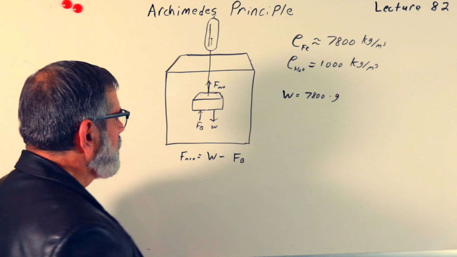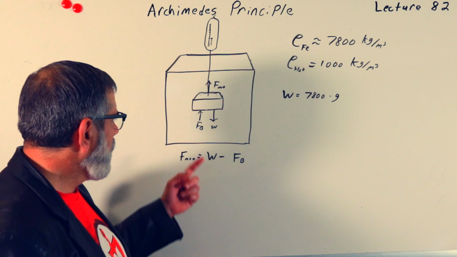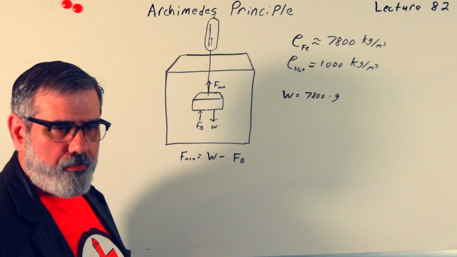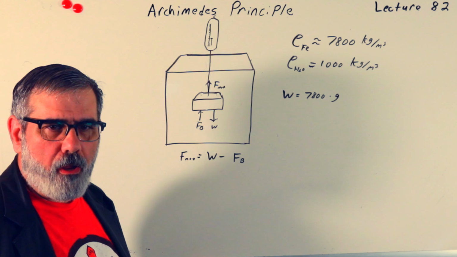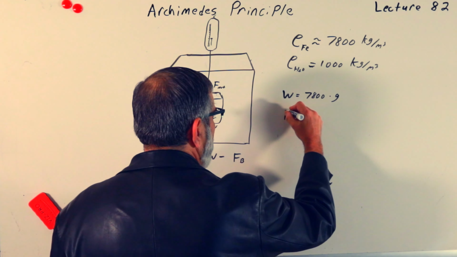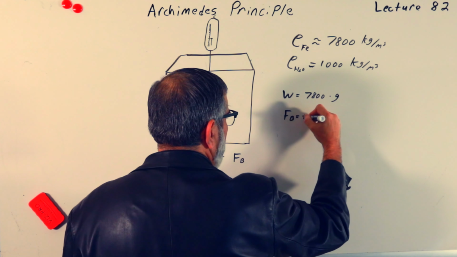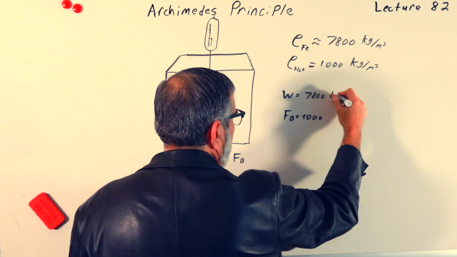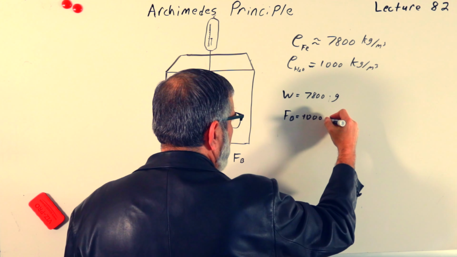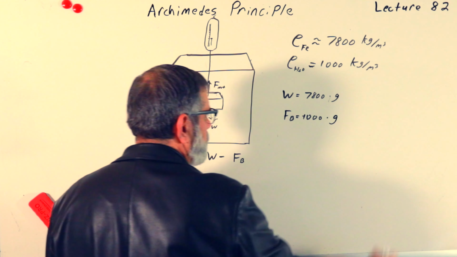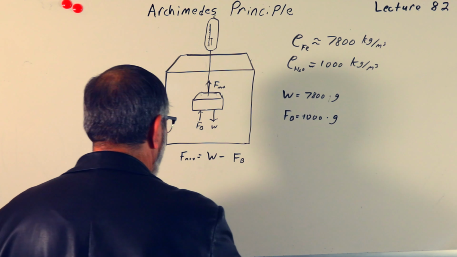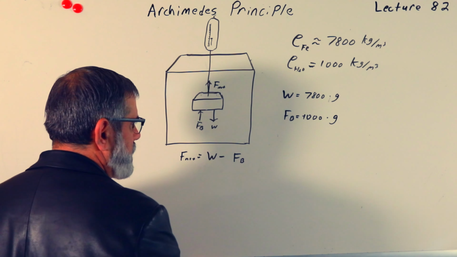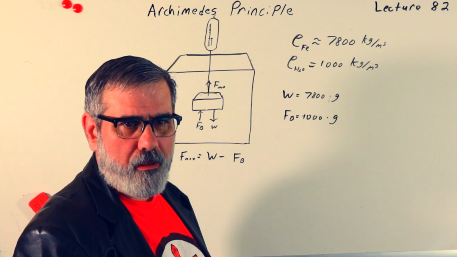And you might remember from before, the buoyant force, the differential in the pressure, was just enough to balance out the weight of water, right? So we can see that the buoyant force is going to be equal to 1,000 kilograms times G, so 1,000 G, okay? So the net force is going to be the difference in these two, that's 6,800 times G, you see?